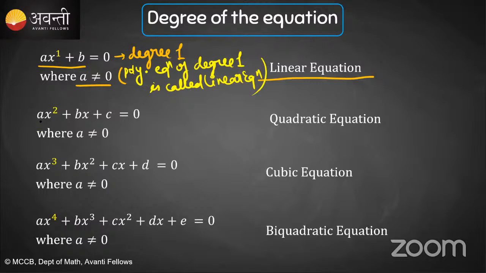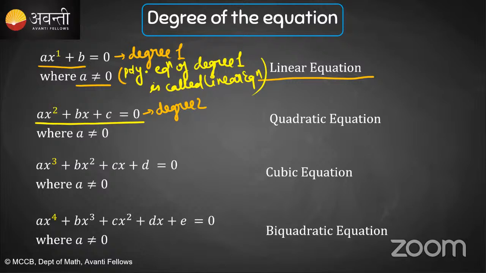Okay, similarly, this is a polynomial equation. Yes or no? What is its degree? Its degree is 2. See, the highest power of x is 2. So whenever a polynomial equation of degree 2 is there, it is known as a quadratic equation.